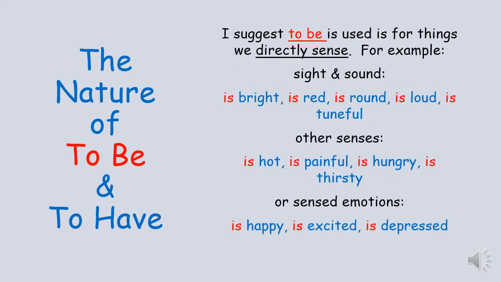I suggest that to be used without a determiner and with an adjective is mostly associated with things that we can directly sense. For example, the senses of sight and sound. We say is bright, is red, is round, is loud, is tuneful. Or other senses, is hot, is painful, is hungry, is thirsty. Or sensed emotions, is happy, is excited, is depressed.